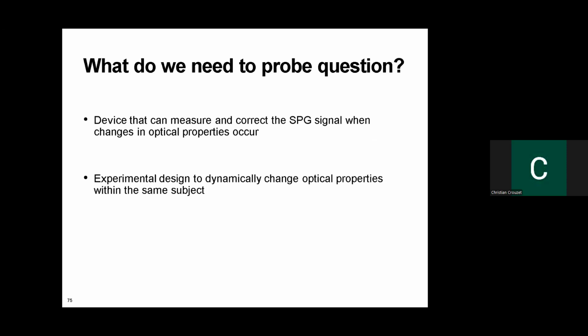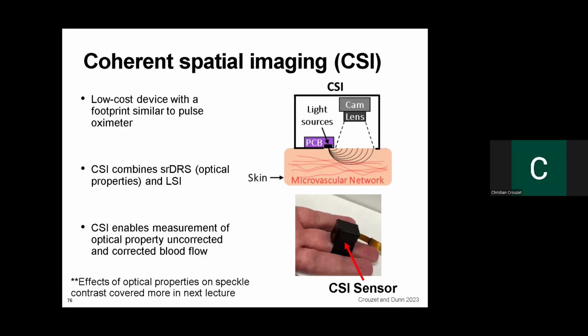And the second thing that we needed to do was have an experimental design where we can dynamically change the optical properties within the same subject, so we can see how, if we account for or don't account for optical properties, the SPG signal changes. So to do this, we made a low-cost device where this would be a housing.